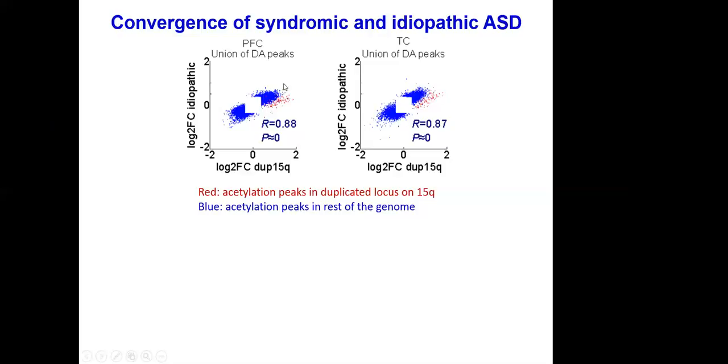And actually, if you look at the slope of this scatter plot, you can see that the slope is less than 1. That means the syndromic autistic individuals have more ChIP-seq fold change than the idiopathic autistic individuals.